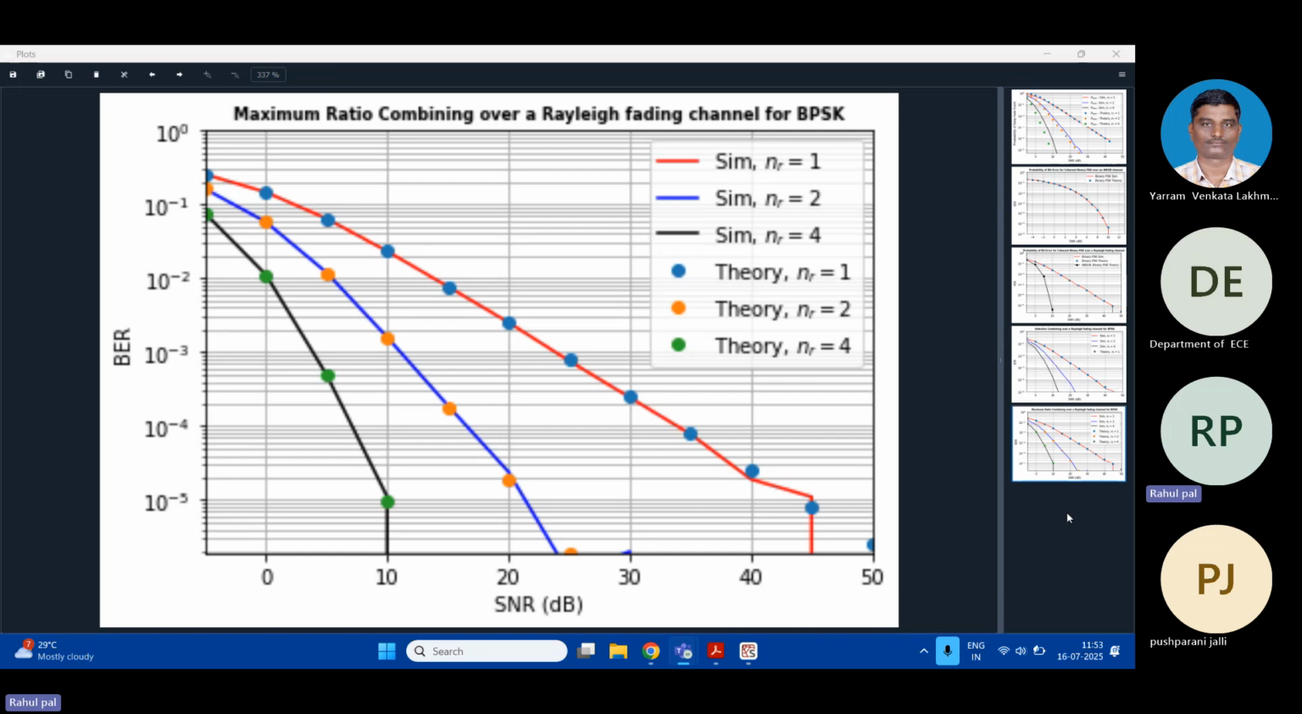This technique is known as maximal ratio combining. Maximal ratio combining simply multiplies the received signal with the complex conjugate of the channel, and after the signals are multiplied with the weights, they are combined together to get the resultant signal. Okay, so now let's go to the code. This is the result.